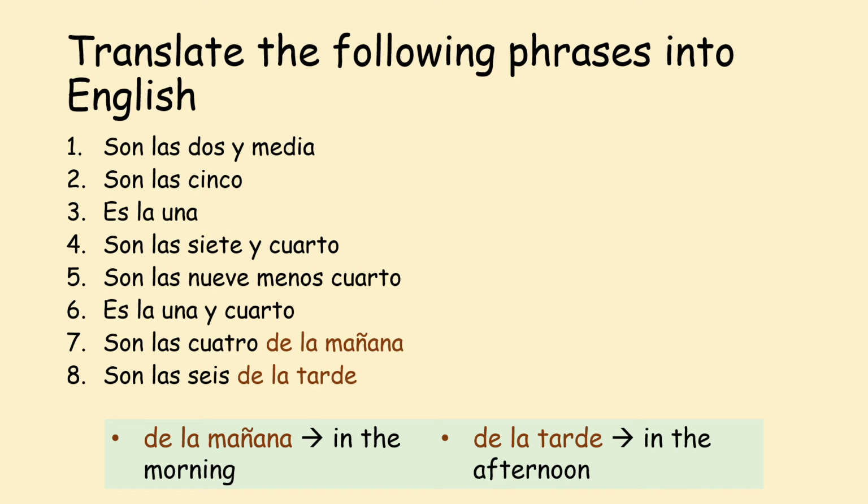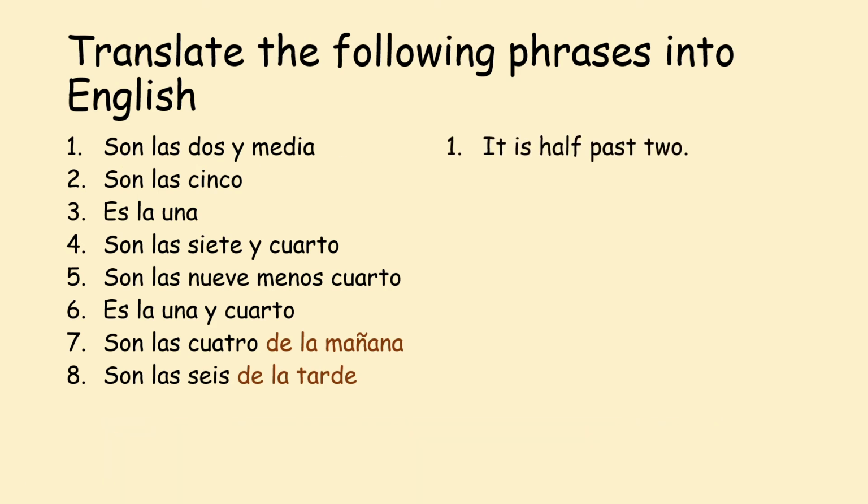Let's see if you can translate these 8 sentences into English. The first one, let's do it together. Son las 2:30. First of all, what number is this? That's number 2. Media. Kind of sounds a bit like medium or middle. So half. So it is 2:30.